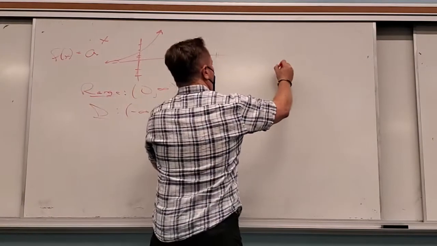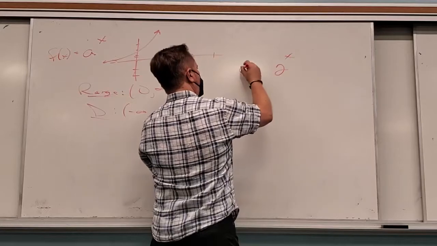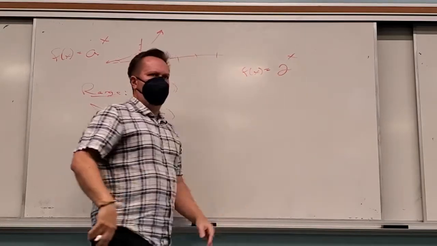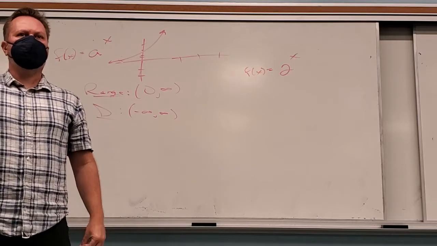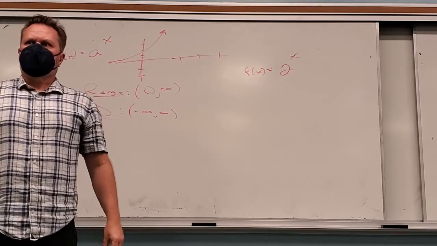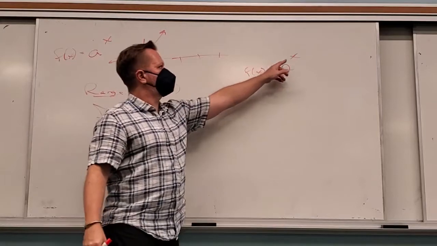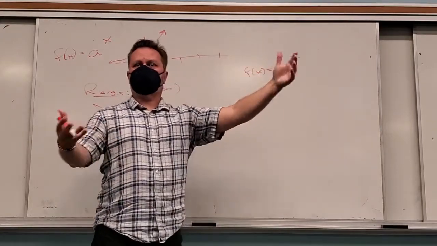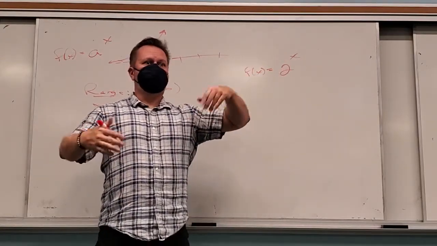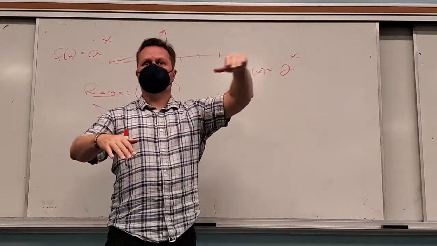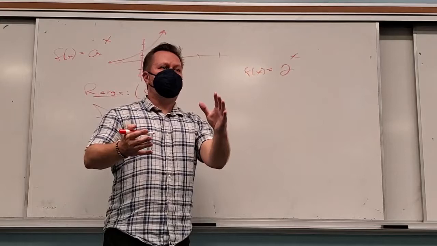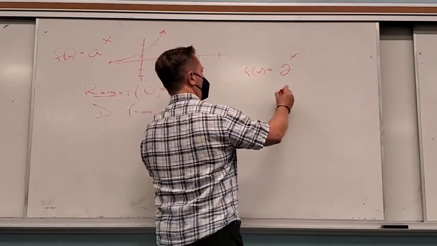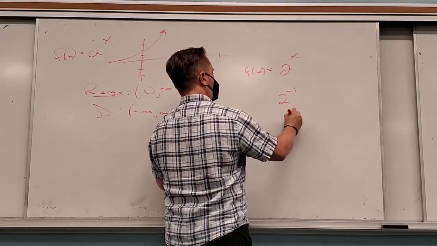Think about this. If I have 2 to the x, there is nothing I can put in there that will make the output negative. If I put a positive value in, it's just going to get bigger, correct? 2 to the first is 2, 2 squared is 4, 2 cubed is 8. Is everybody with me? What happens if I put negative values in there? 2 to the negative 1, 2 to the negative 2.